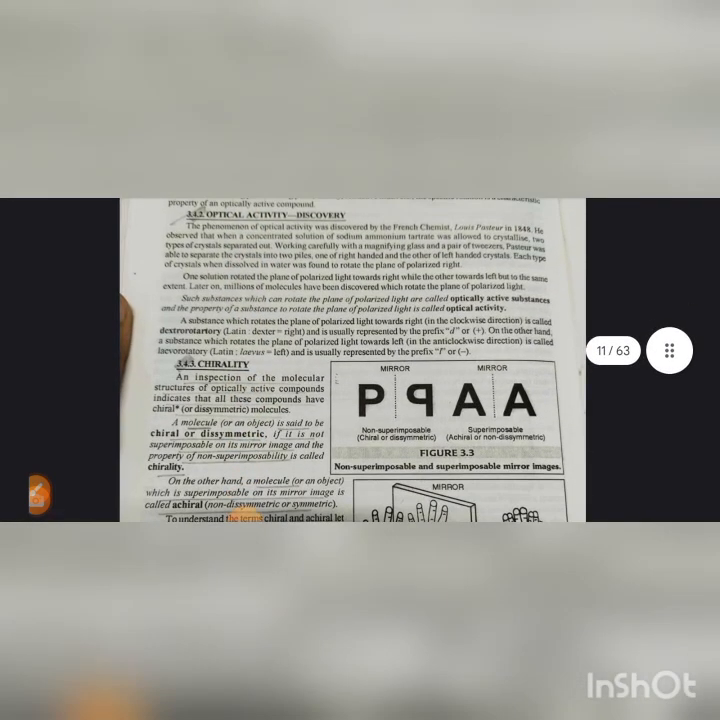Specific rotation [α]λT equals the observed angle of rotation divided by L times C, where L is the length of the polarimeter tube in decimeters and C is the concentration of the substance in gram per centimeter cube. Our next topic is optical activity and its discovery.